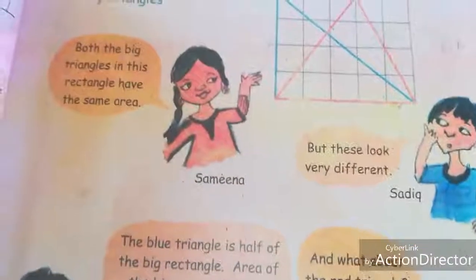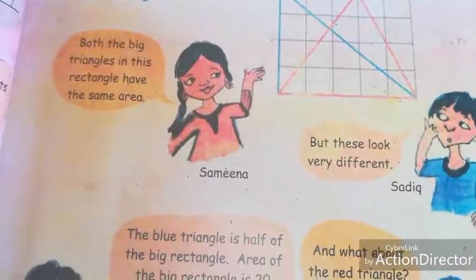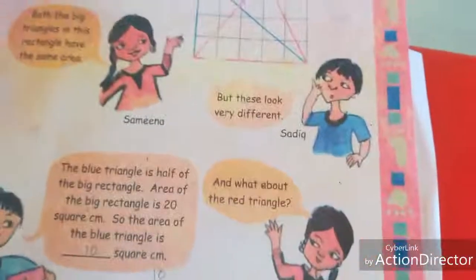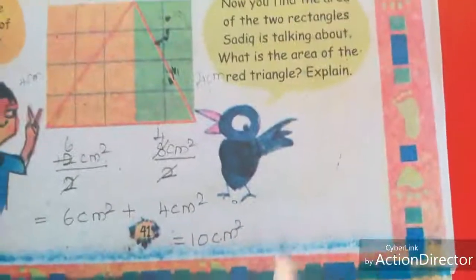Now Samina said correctly, both triangles have the same area. See, blue is also 10 square centimeter and red is also 10 square centimeter. Turn to the next page.